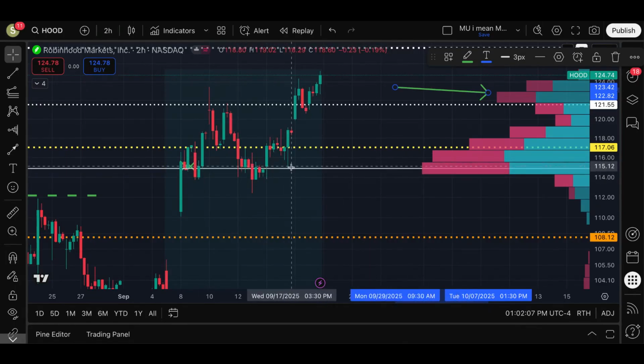Look how many bars are here: 1, 2, 3, 4, 5, 6, 7, 8. So we consolidated here for quite a while. That's why there's so much volume here.